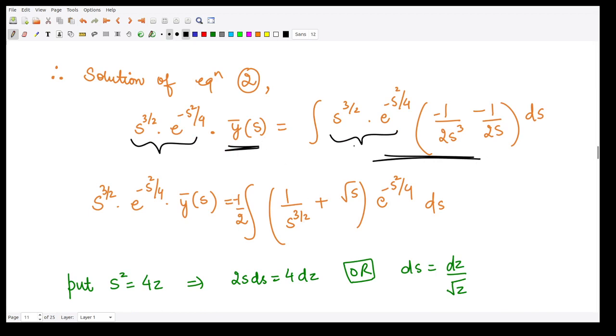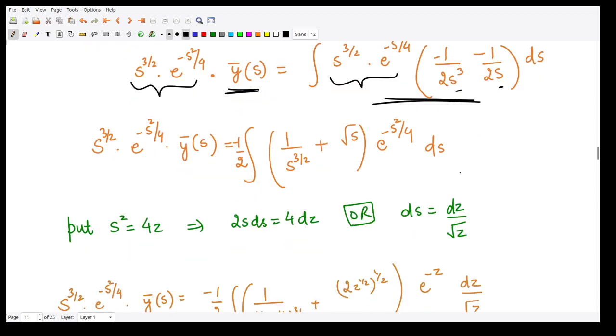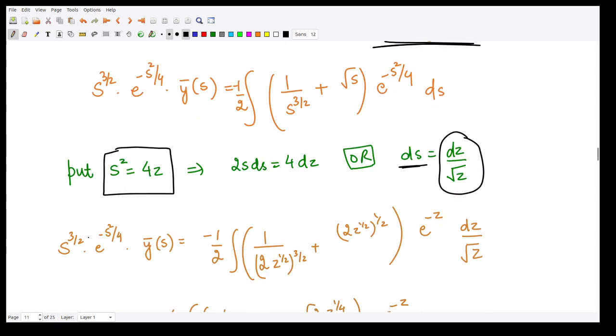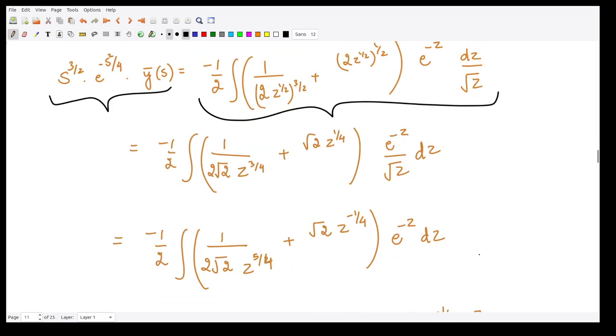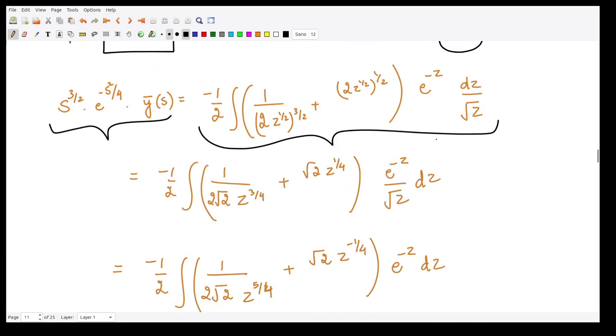So the next task is to simplify this and solve for this y bar s. So what do we do? We multiply the terms containing s, and then we make this substitution: s square is equal to 4z. So when you make the substitutions, your ds becomes equal to dz by square root z. So you can substitute all these quantities here. Your left hand side would remain unchanged, but you are making the substitution on the right hand side, so this becomes equal to this particular quantity, right?